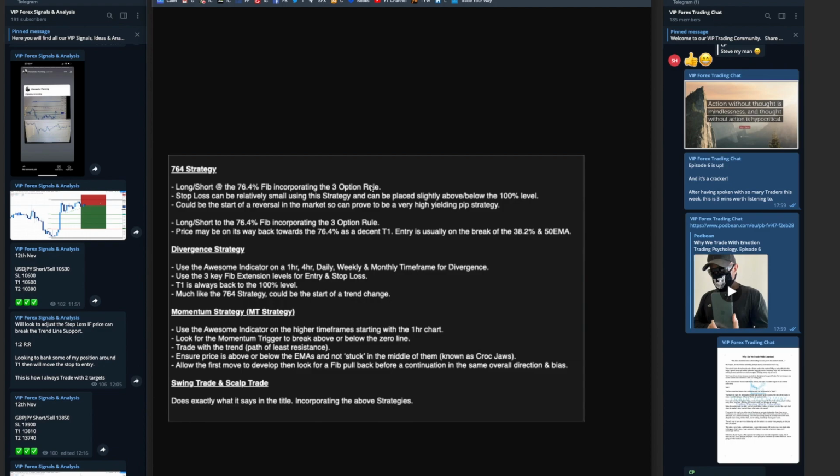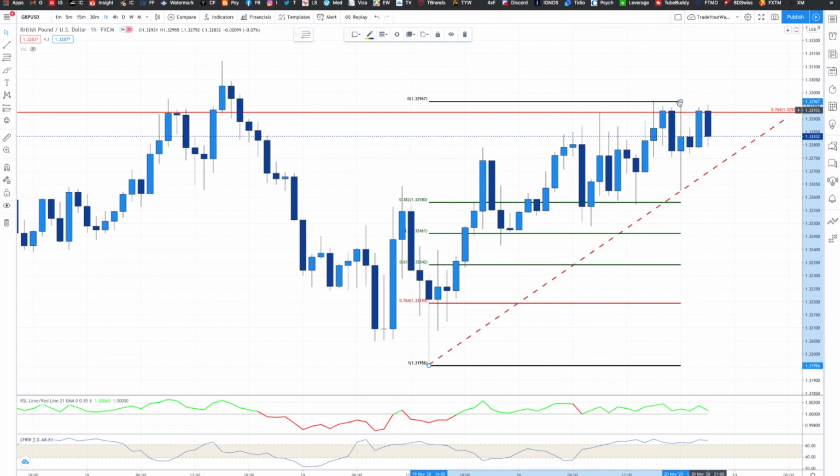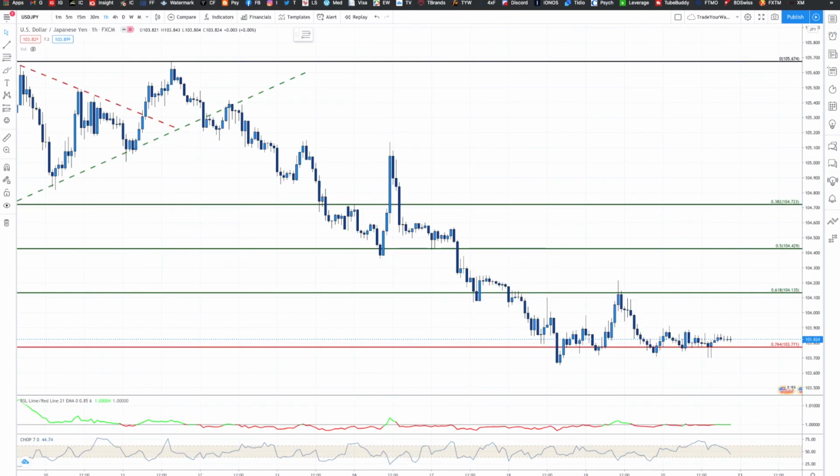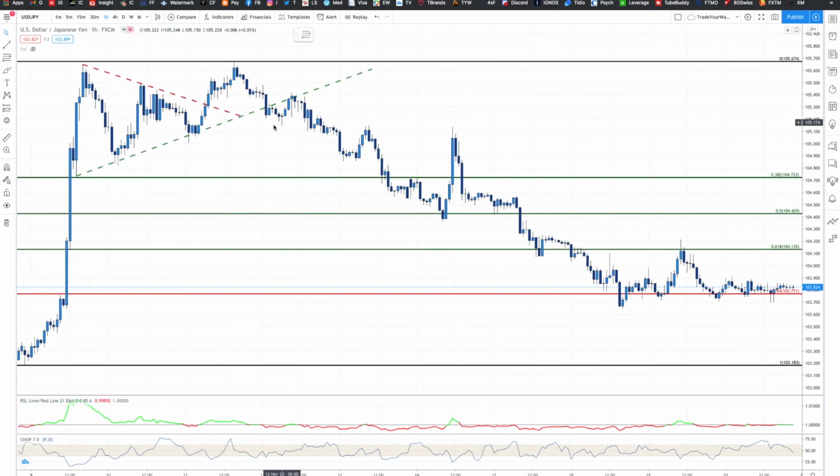Now I just want to go over the 3-option rule very quickly, and quite simply, what is a 3-option rule? Right, well, with the dollar yen, we were looking at the price action to come down, you know, put in a retracement.